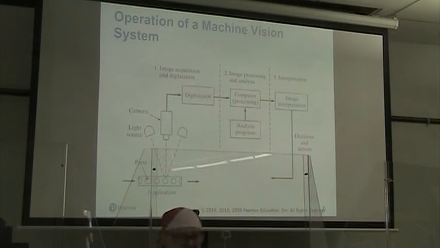Here we see how a machine vision system works. We have our camera and we have a light source. The light source is focused on the parts. The camera is recording. That image is digitized. Then the image is processed and analyzed. Then it is interpreted, and we make decisions or take action based on that interpretation.